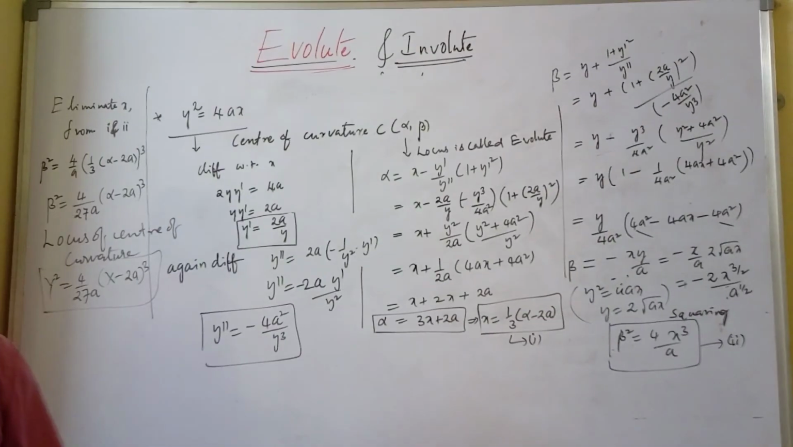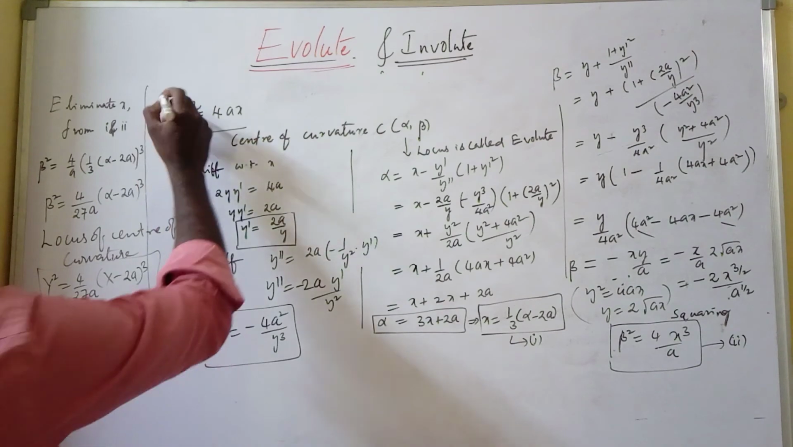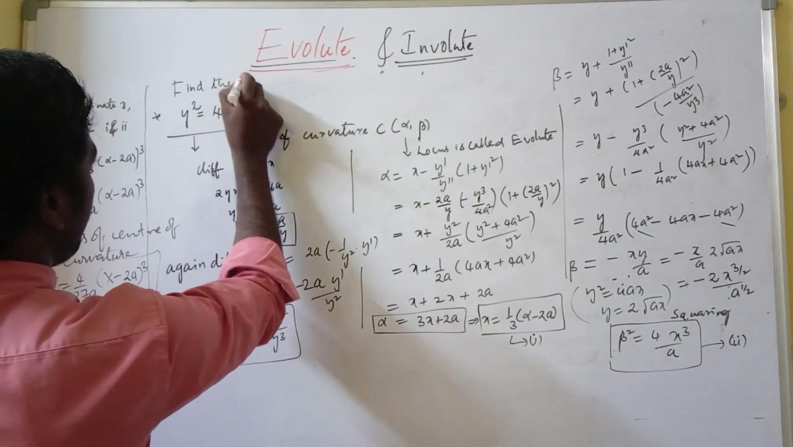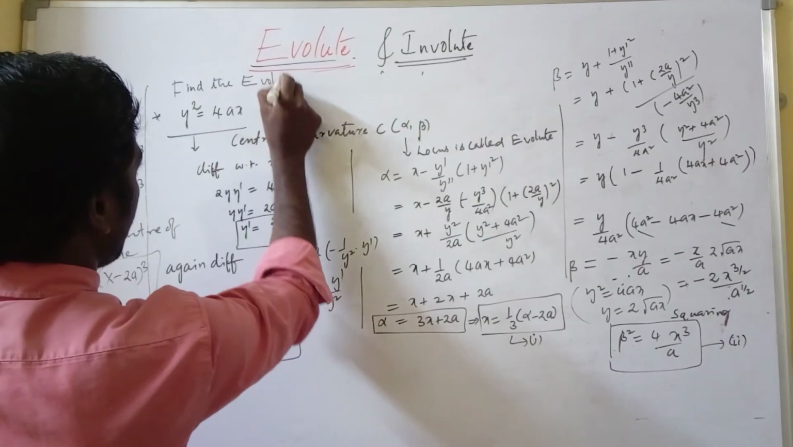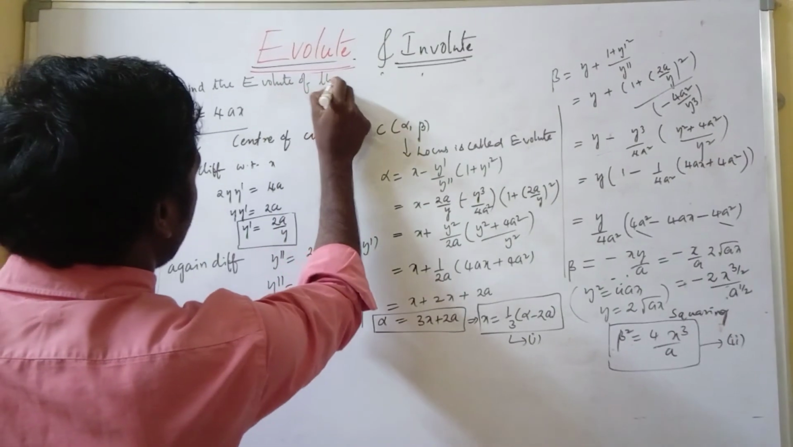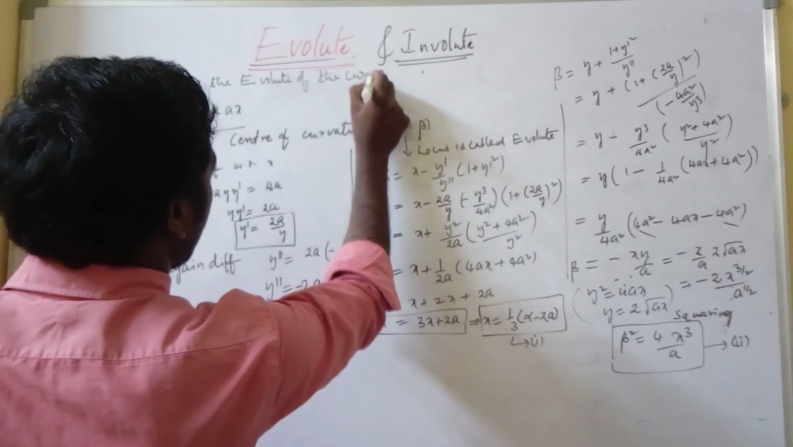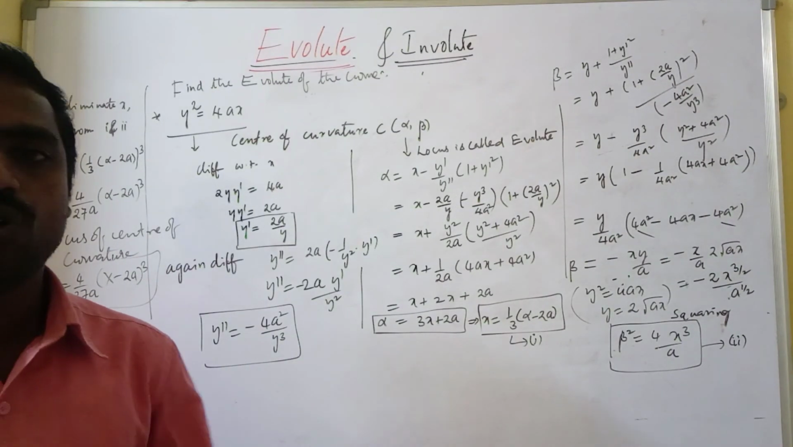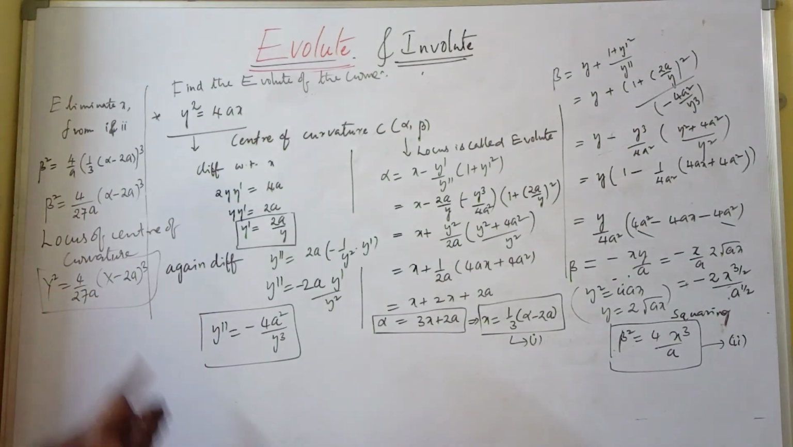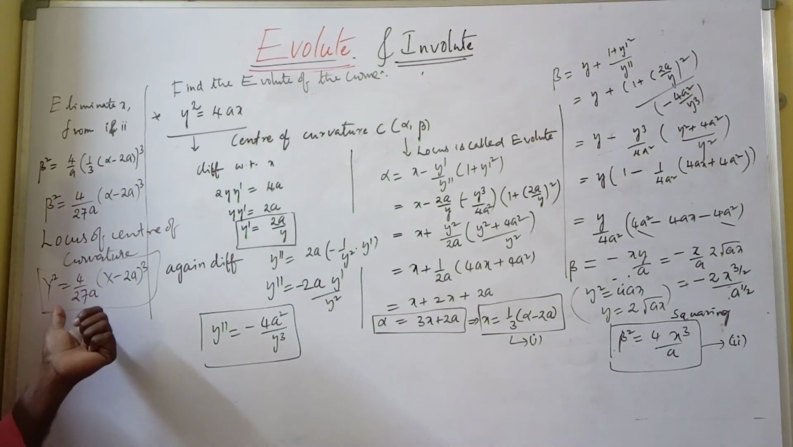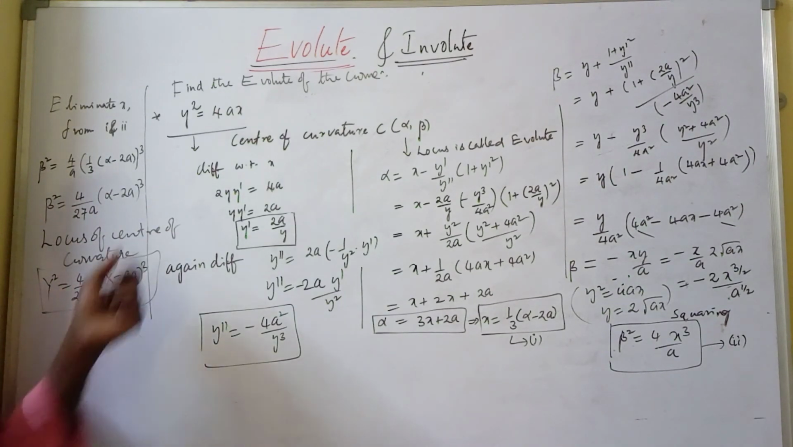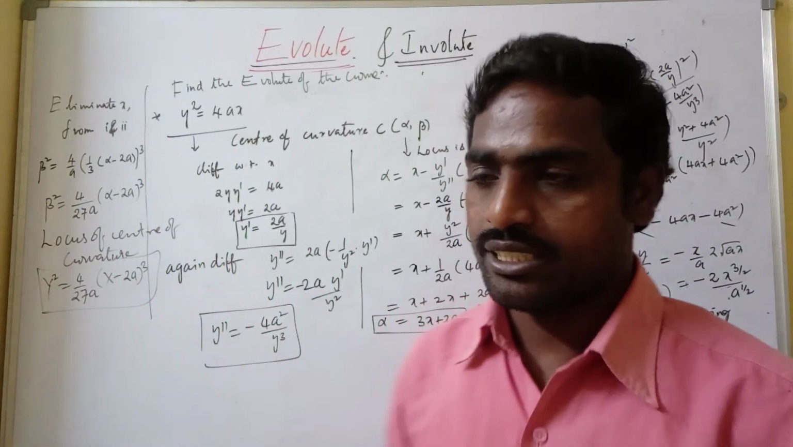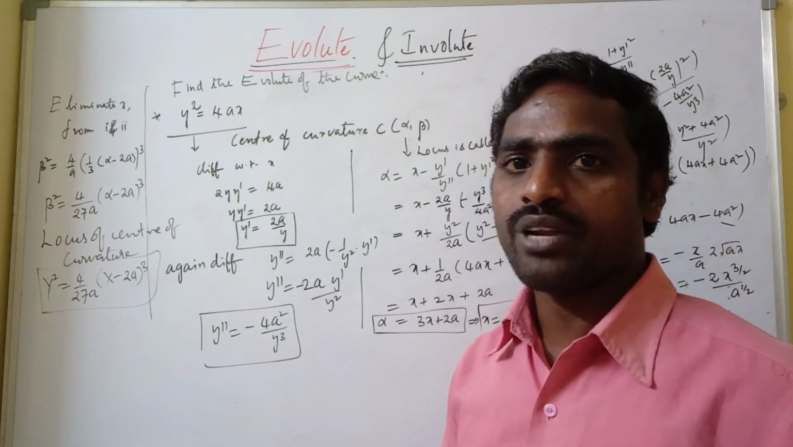So what is the problem? Find the evolute of the curve y square equal to 4ax. For that, y square equal to 4ax, we determine the locus. The locus of center of curvature is called the evolute of the given curve y square equal to 4ax.